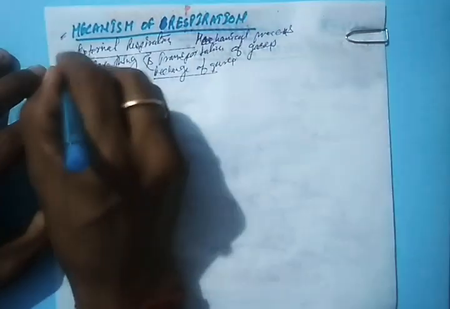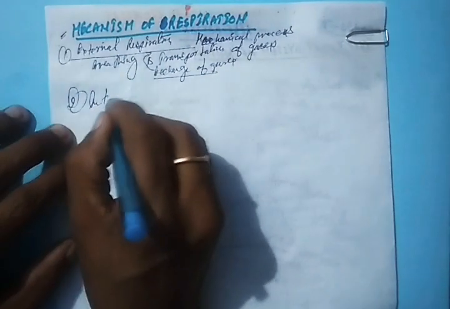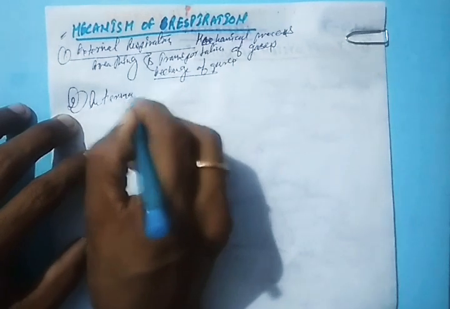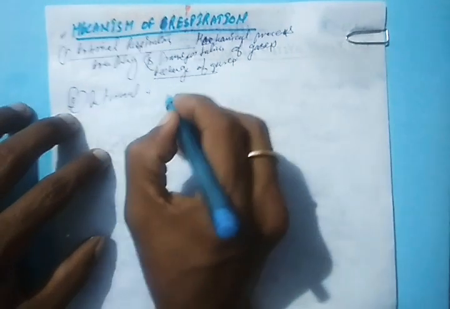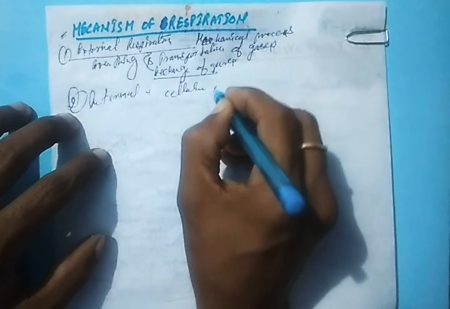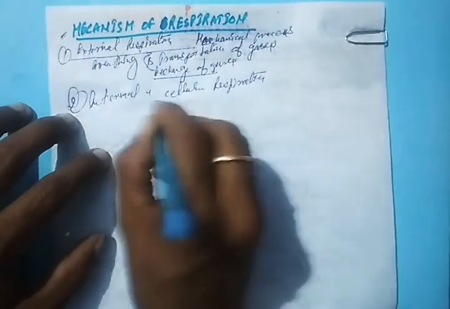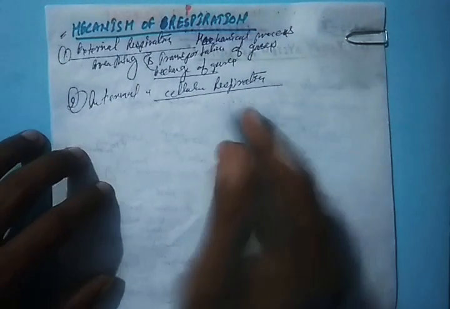Next, number two step is internal respiration, or it is also called cellular respiration, that takes place inside the cell. Okay. So let us start with what is the process of external respiration.